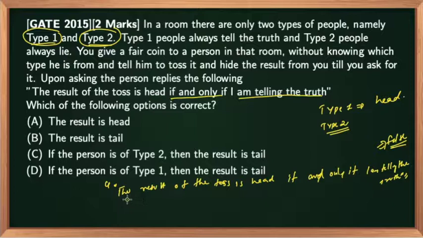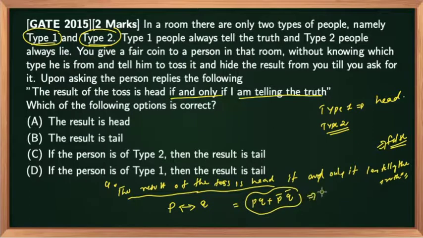So if I say the result of the toss is heads as P, if and only if, that's biconditional, if I am telling the truth, let's assume that is Q, so we have P biconditional Q, which is basically equal to PQ plus P bar Q bar. We know that this statement should be false, because he said he is telling a lie. That means both cannot be true because P and Q would evaluate to true. Both cannot be false either, because P bar and Q bar would evaluate to true. So one should be true and the other should be false, that we know, okay?